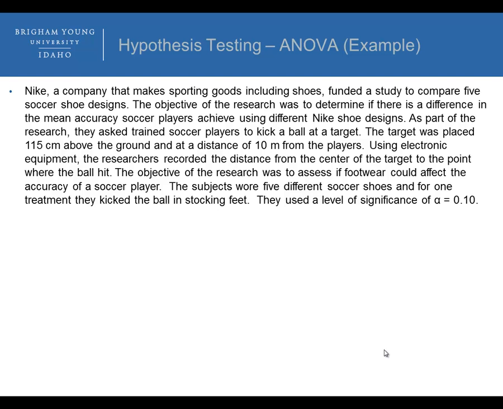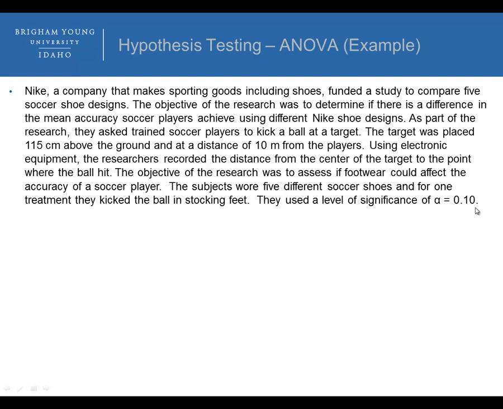As part of the research, they asked trained soccer players to kick the ball at a target. The target was placed 115 centimeters above the ground at a distance of 10 meters from the players. Using electronic equipment, the researchers recorded the distance from the center of the target to the point where the ball hit. The objective was to assess if footwear could affect the accuracy of a soccer player. Subjects wore 5 different soccer shoes, and for one treatment they kicked the ball in stocking feet. They used a level of significance of alpha equal to 0.10.